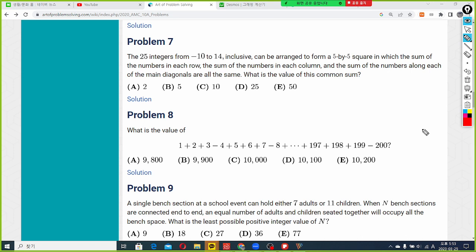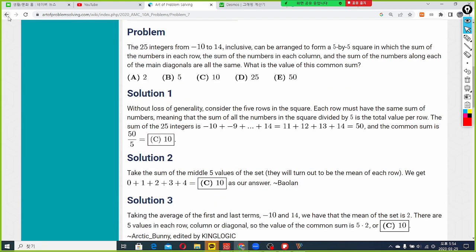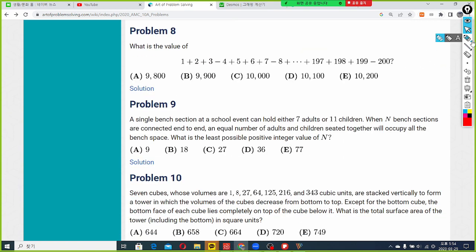25. Let's see. The sum of all those numbers? I see. Is it 10? The answer is 10. Yes. Number 8.